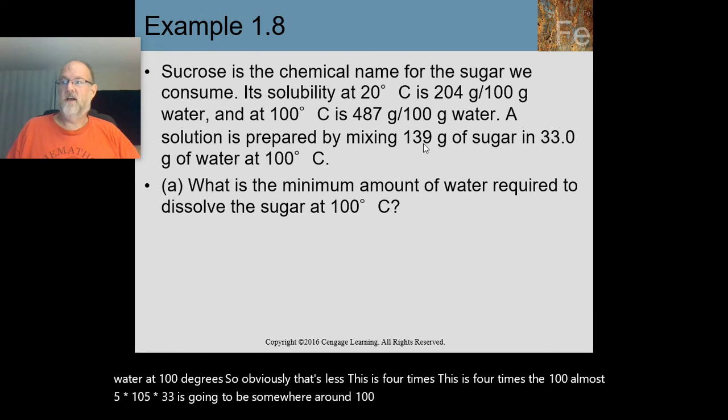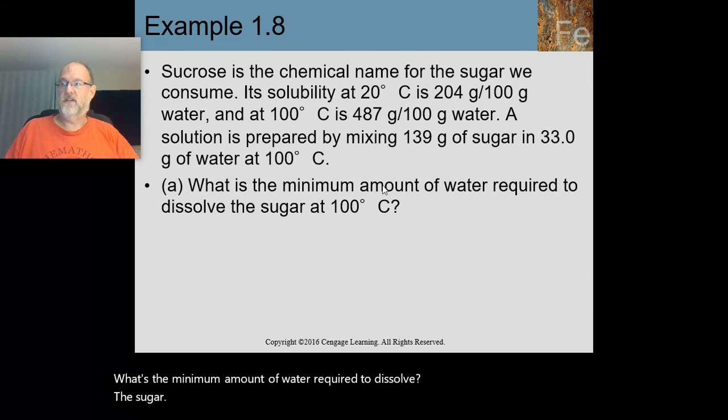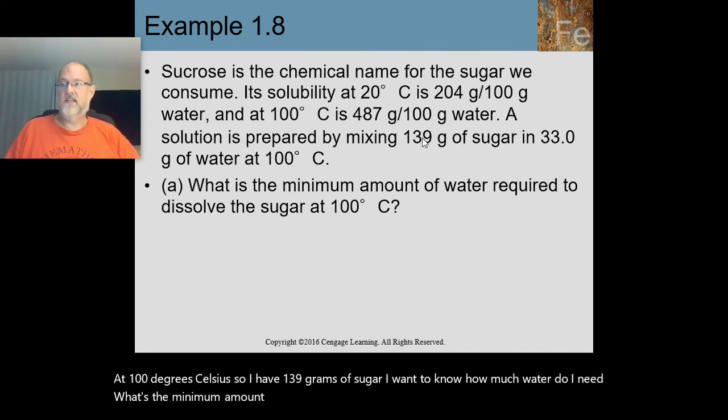So this is less than saturated. What's the minimum amount of water required to dissolve the sugar at 100 degrees Celsius? So I have 139 grams of sugar. I want to know how much water do I need? What's the minimum amount of water I need to dissolve the sugar at 100 degrees C?